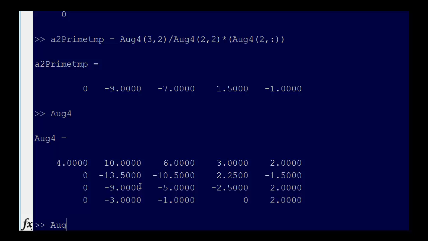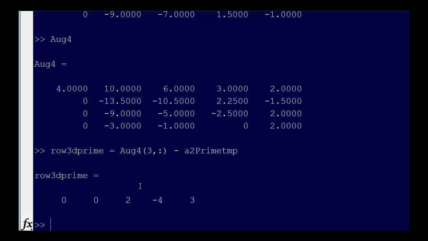So we're going to say, or actually we'll just say, row 3 d prime, that's double prime, is going to be og4. So we're going to take out the third row, and then we're going to subtract the a2 prime temp. Okay, so we get 2 zeros. Perfect.